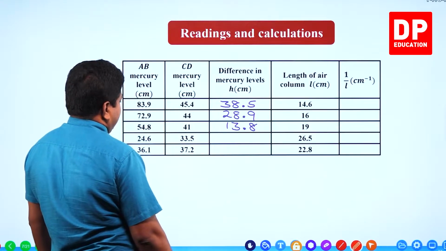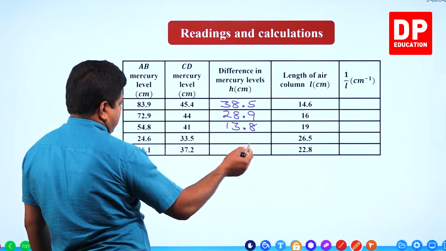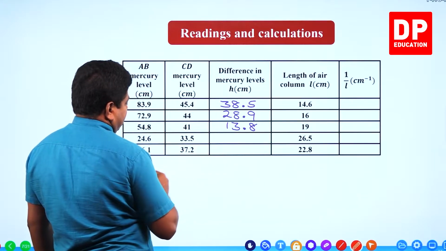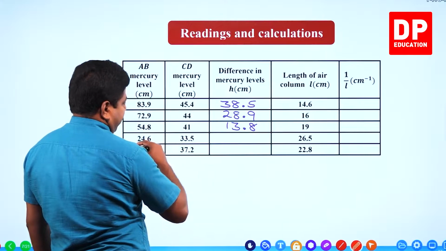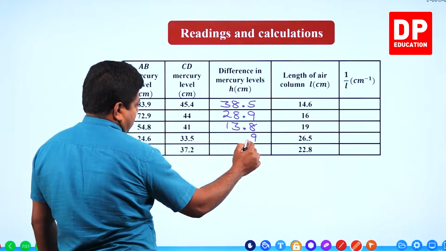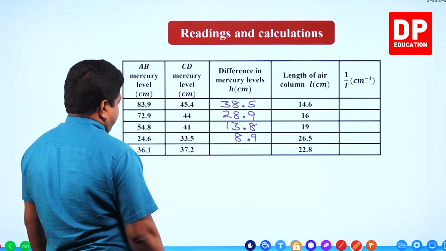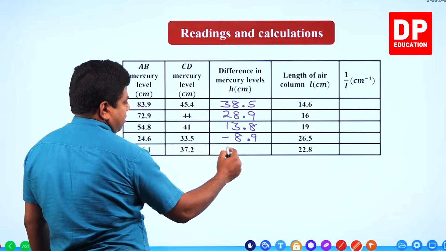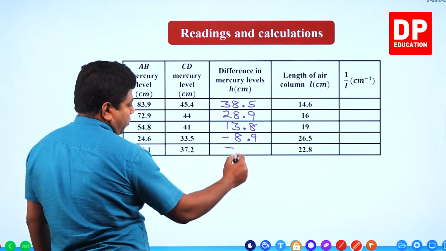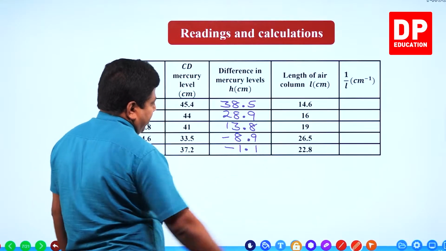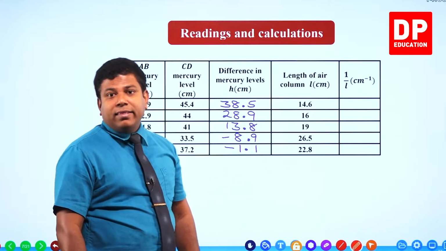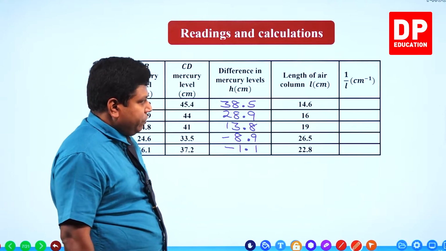Minus, how much is that? 11.1 minus, is it? No. 5, 6, 9, 12, 8. And this is also minus 1.1. We have 2 minus readings and 3 plus readings for H.